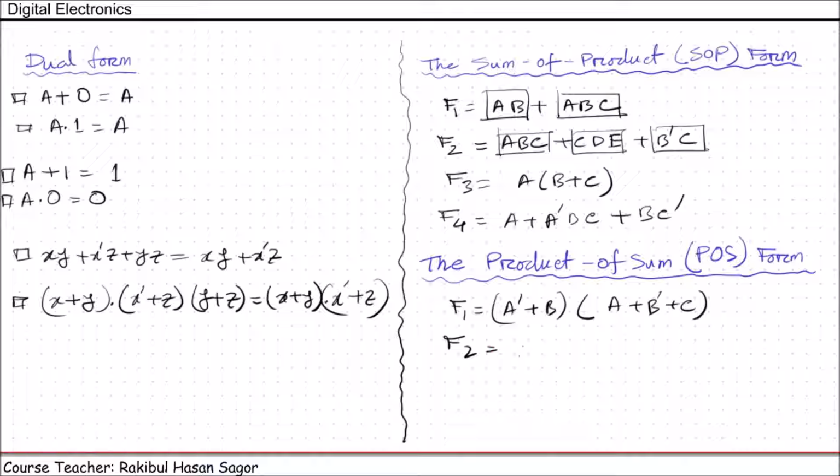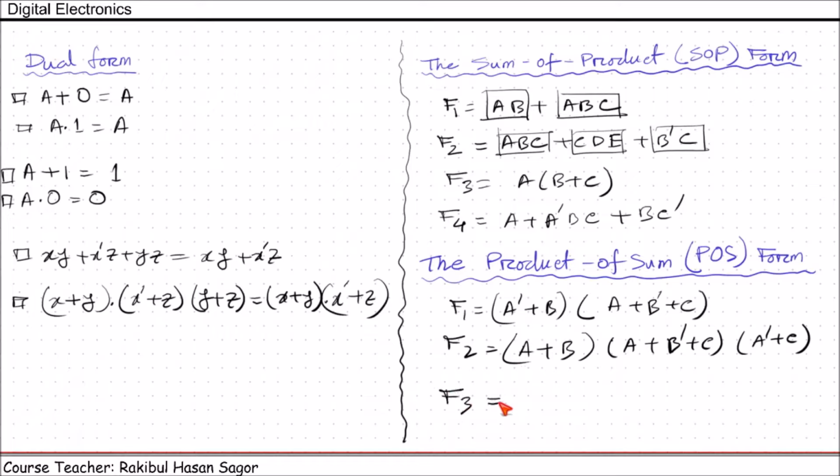Again, we can have a plus b, a plus b prime plus c, a prime plus c. We have product of sum form. Now, for this function, if you're asked what type of function is this, a into b into a prime plus c. This is neither SOP form nor POS form. Okay, this is a mixed term. We can convert it to SOP form by multiplying like this way, a prime b plus bc. Now this is in SOP form, but this is neither SOP nor POS.